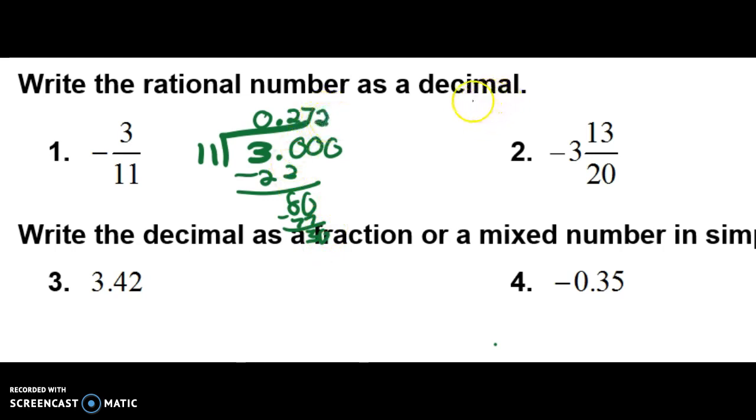And for a decimal, I'm only going to make you go, let's say for these ones, 3 decimal places. So your final answer would be 0.272. Now for this one over here, we have 13 out of 20.